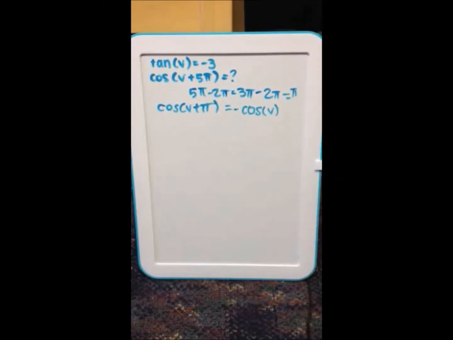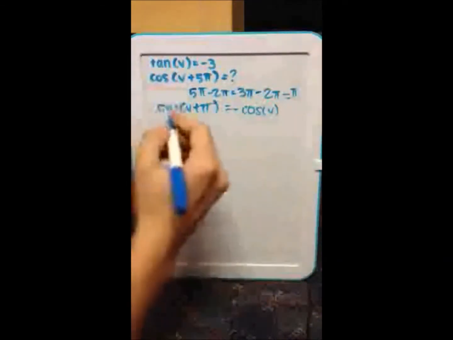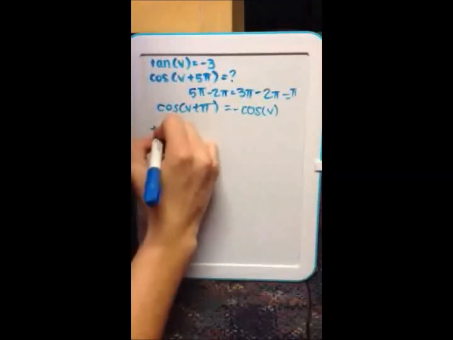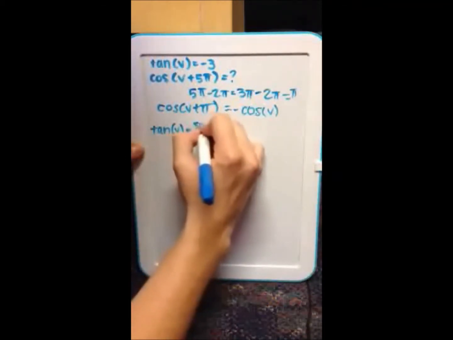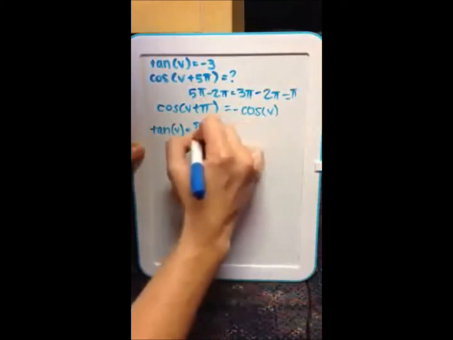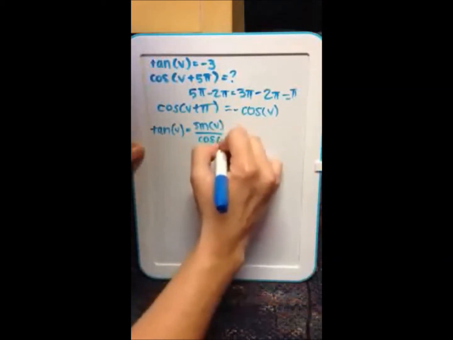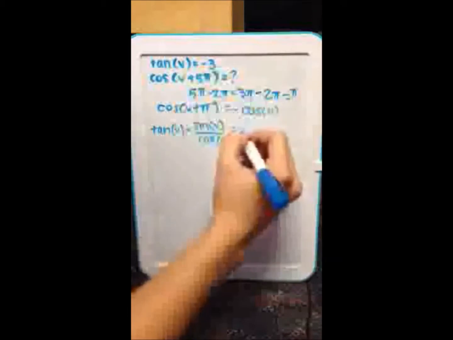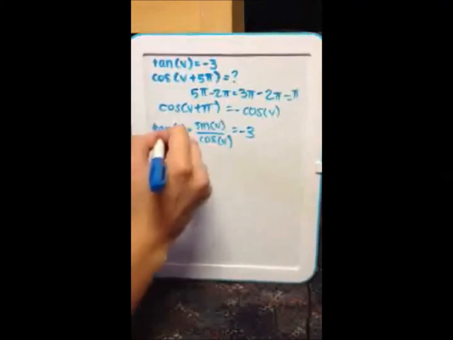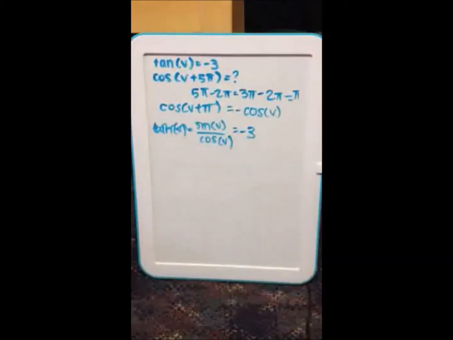What we're going to do now, since we're given tan, we're going to solve for cosine using what they've given us. So if we have tan of v, another way to write that is sine of v over cosine of v. But what this tan is from here is -3. So we don't need that anymore. So we just have sine of v over cosine of v equals -3.